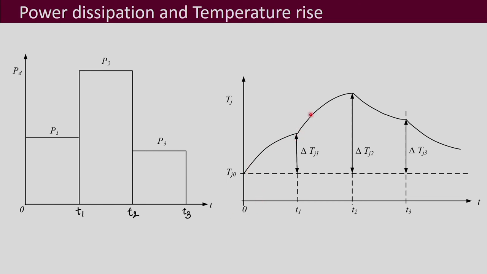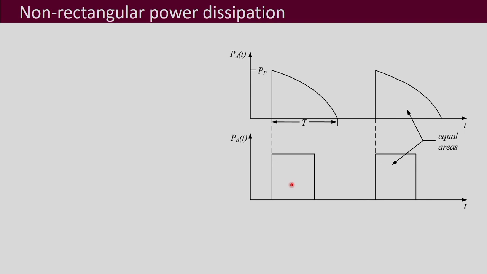So, in that case, how will the temperature be changing? First, it reaches this point, and let us say the change in temperature is delta TJ1. Then further it reaches another temperature level, that is delta TJ2, plus of course this initial temperature, which is TJ0. Then at point T3 it reaches this level, that is delta TJ3 plus TJ0, and then it finally decreases. There also, the same equations and those transient thermal impedance graphs can be used to determine to what value the temperature has reached.